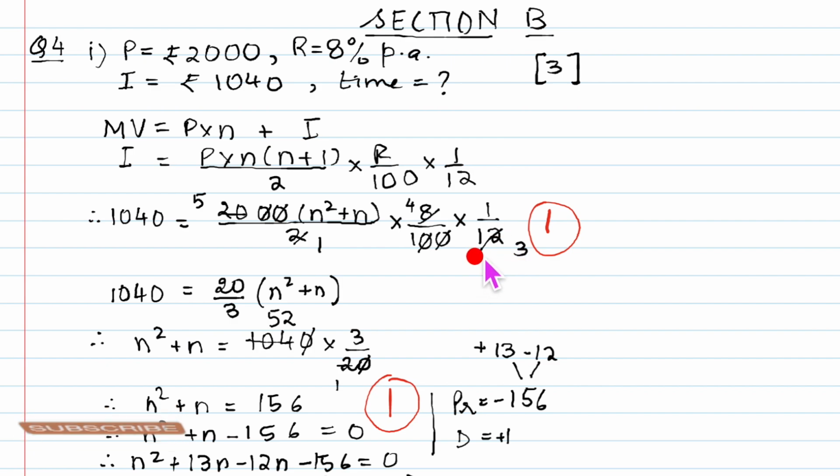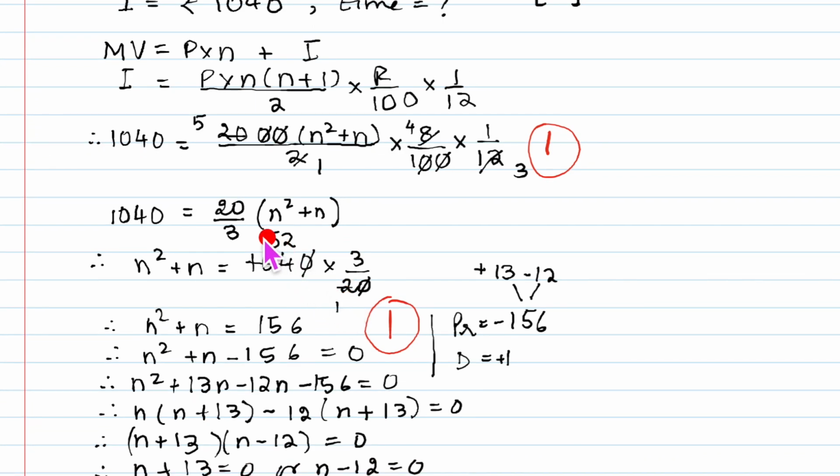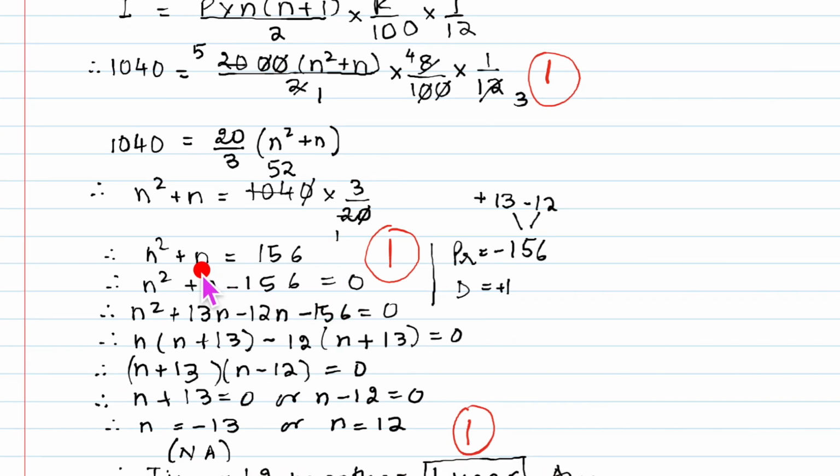12 should be got rid of first, so 12 will be divisible by 4 and this 20. So 4 5s 20 and 4 3s 12 and then this 2 will divide this 8. So in the numerator we will have 20 upon 3 and this bracket n square plus n. So we copy this the way it is. Now we will transfer this 20 upon 3 that side. So we write 1040 into 3 upon 20, cancel the 0, we'll have 52 into 3. That will give us the quadratic equation n square plus n minus 156 equal to 0.